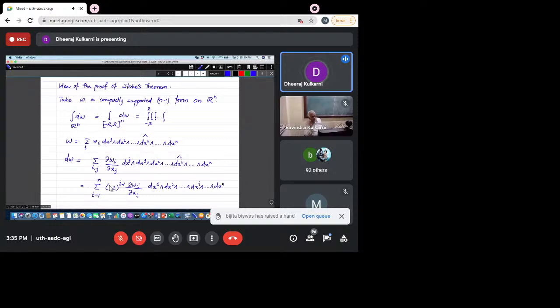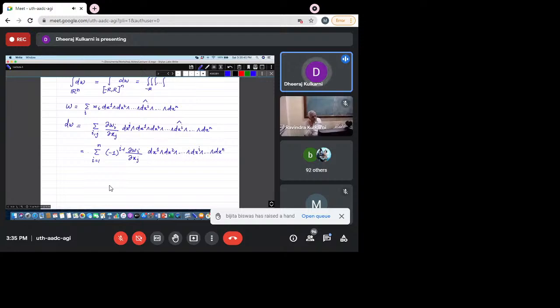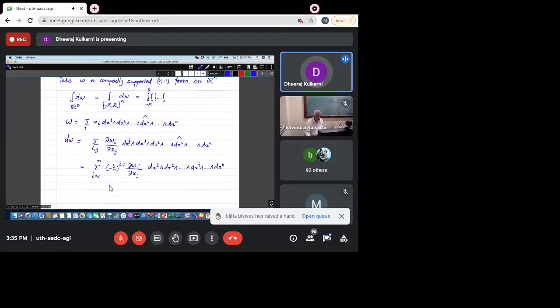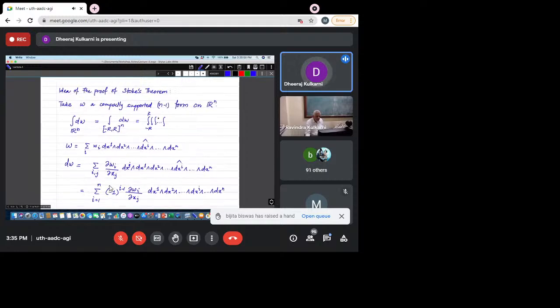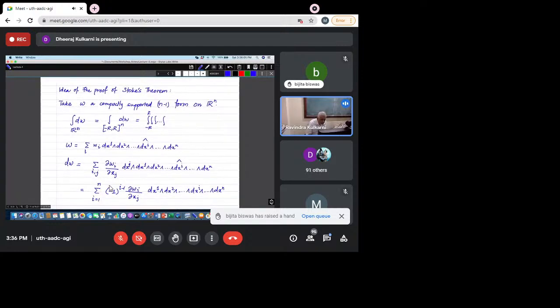So this is the form that you are integrating on the cube. Now you see that the partials of omega i are also compactly supported. So when you start integrating it with respect to each variable, you will see that the terms will vanish. All the terms will vanish. It should be the derivative of omega i with respect to xi.